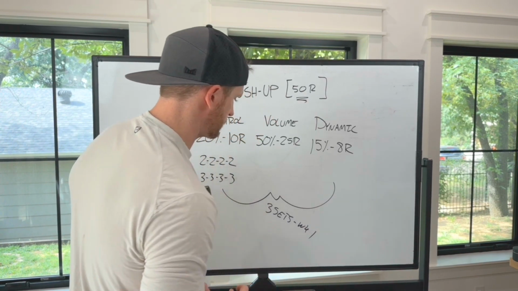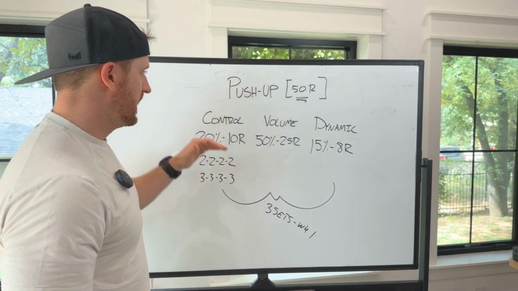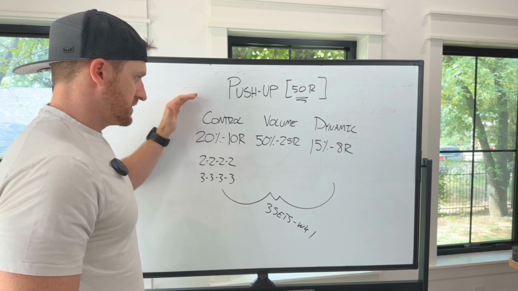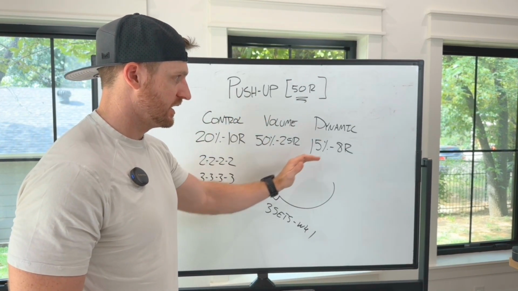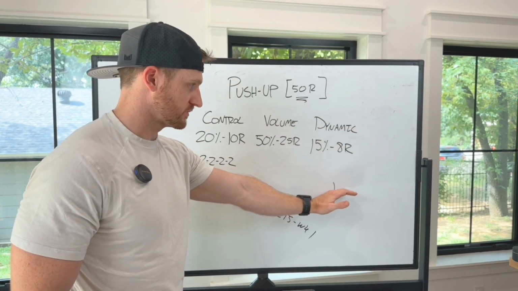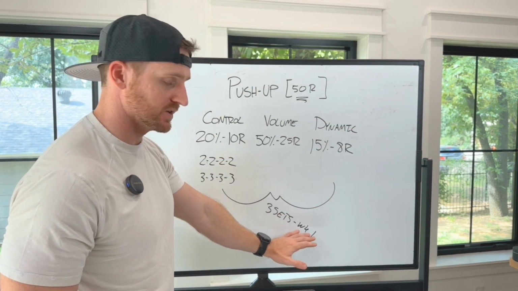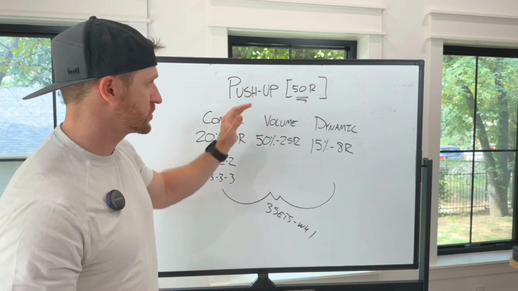Week 1. So what this looks like is I would do all of my control reps. So I do my 10 reps here, and then I would do my 25 reps here, and then I'd do my 8 reps here. I would take a break and then I would do another set. But I'm not just trying to get good at the push-ups.